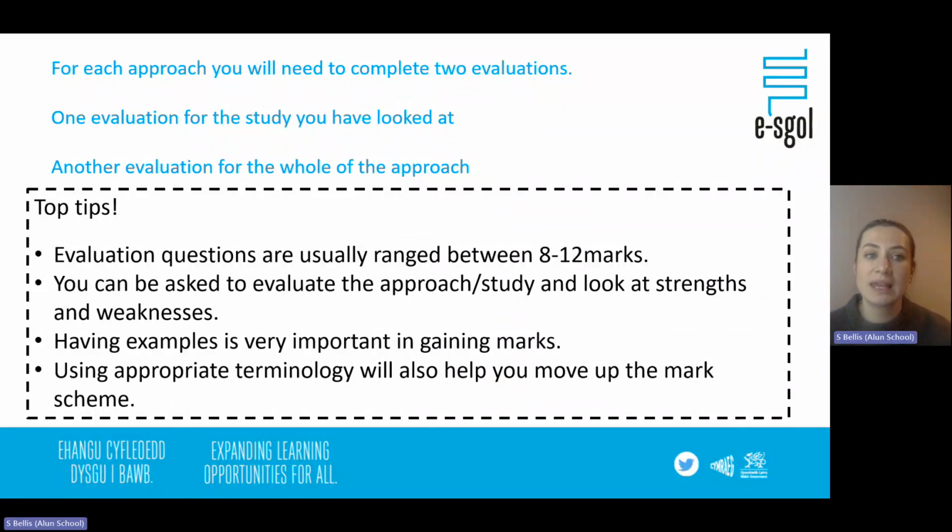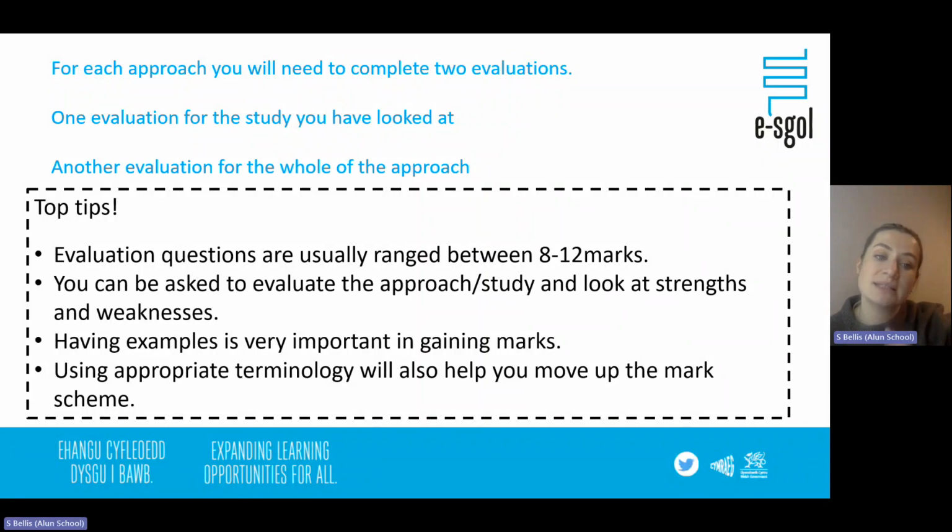So it's making sure that we feel confident to answer lots of different types of questions, but still using the same content that you're taught in your evaluation lessons. With this as well, you can use anything from the approach and bring that into your answer. It's really important in gaining marks and moving yourself up the mark band.